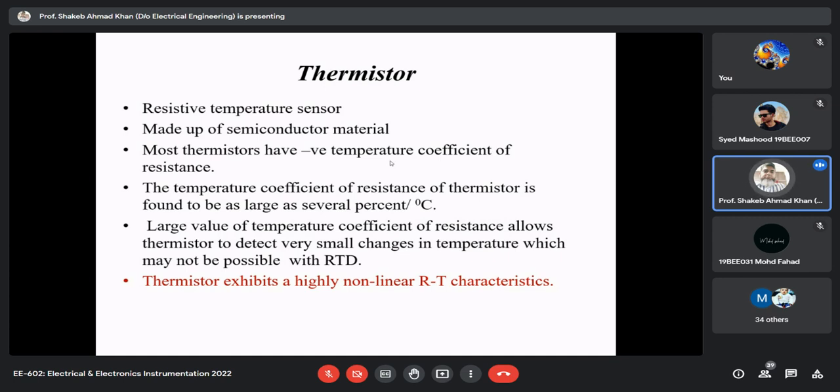Whereas in case of conducting material, the situation was different. Over there, the temperature coefficient of resistance was positive. So when we increase the temperature in case of the RTD, your resistance will increase, and when you decrease the temperature, your resistance will decrease. But here in thermistor, you must have studied the band gap theory in case of semiconducting material. There is a gap between the conduction band and the valence band, whereas in case of conducting material, there is no gap. Your valence band and your conduction band are overlapped.